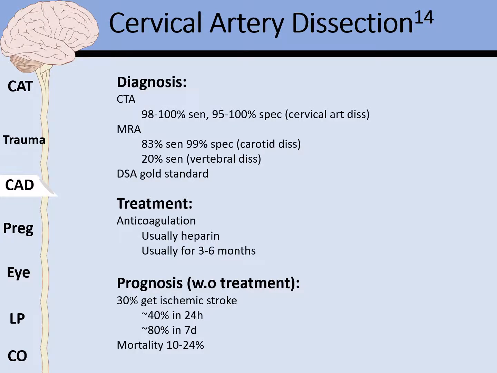Diagnosis is usually done with CTA. MRI can also be used, but MRI is not typically used in the setting of trauma. Digital subtraction angiography, such as conventional angiogram, is considered the gold standard, but not typically the modality of choice, as CTA is more available. Treatment is with anticoagulation to prevent a stroke. 30% of patients develop strokes. Almost half of those are in the first day, but most occur in the first week. Mortality can range from 10 to 24%.